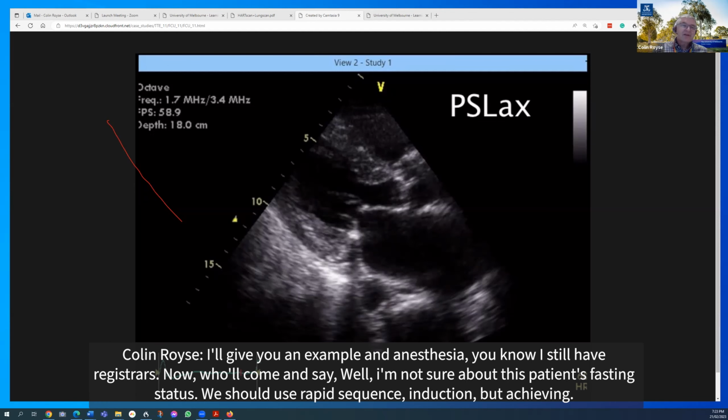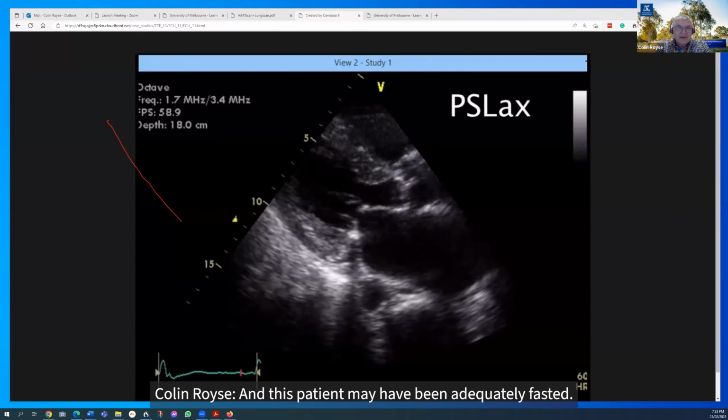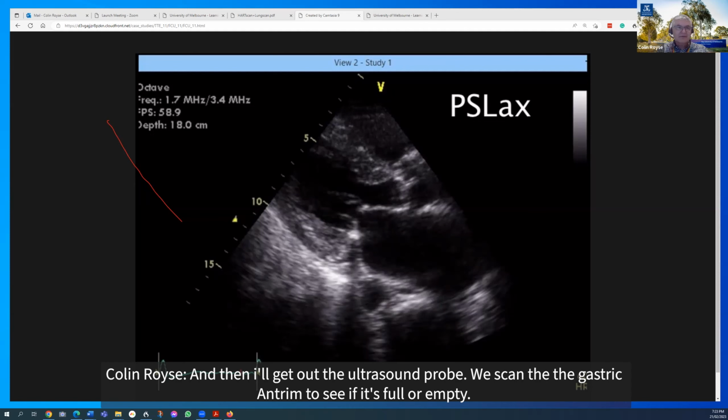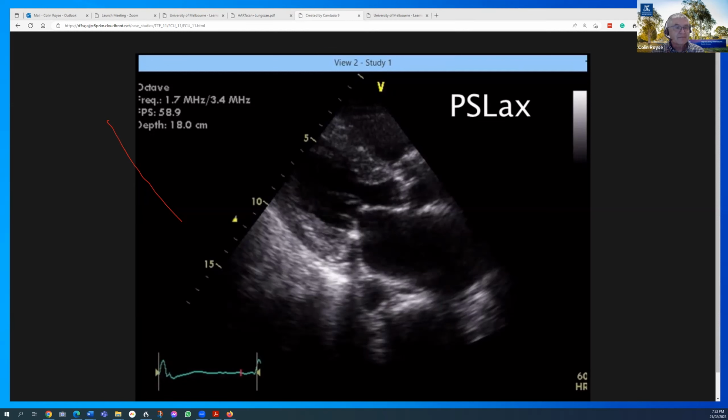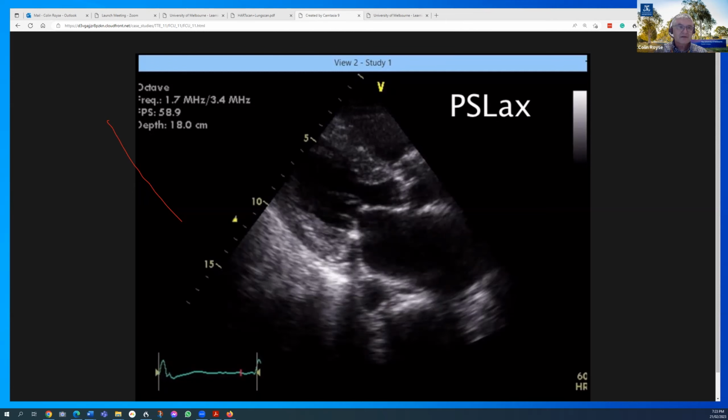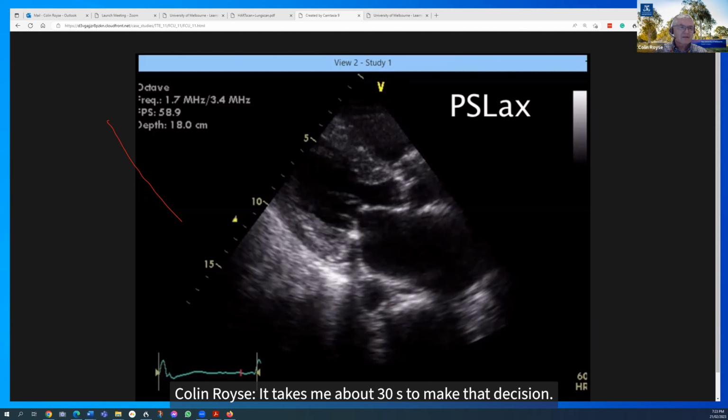And I'll give you an example in anesthesia. I still have registrars now who will come and say, well, I'm not sure about this patient's fasting status. We should use rapid sequence induction, put a tube in. And this patient may have been adequately fasted. I say, well, how do you know? And then I get out the ultrasound probe and we scan the gastric antrum to see if it's full or empty. And I say, now you know if it's empty or full. Now you can be rational about how you decide whether you're going to use a rapid sequence, put a tube in, or whether you're happy with some other form of anesthesia. It takes me about 30 seconds to make that decision.